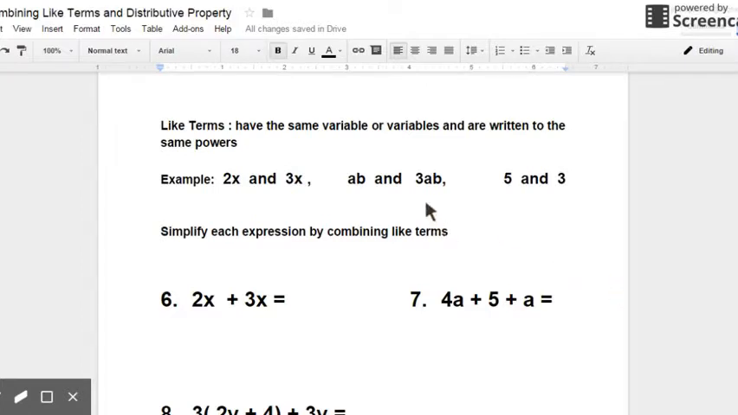All right, students, welcome back. Now we're going to finish up our 3.4 lesson on combining like terms. The video is talking about what a like term is and combining or simplifying like terms.